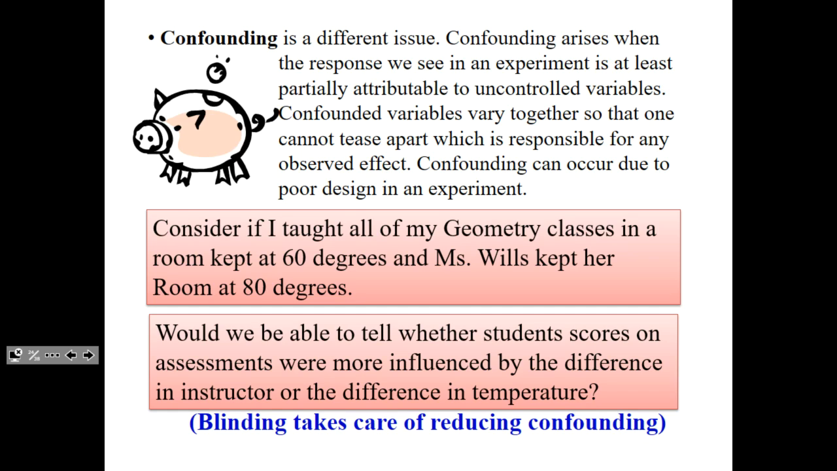If you're in a room that's 80 degrees and you're kind of tired, you're trying to learn geometry, you might just drift off to sleep. Okay? So we won't know. Are the scores because of the teaching, or did the temperature cause a problem? So one of the things we want to do is make the two groups as similar as possible. We want to eliminate that problem.